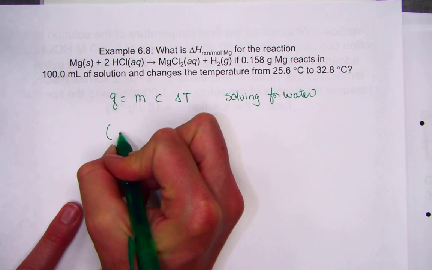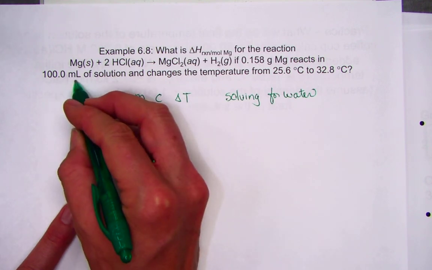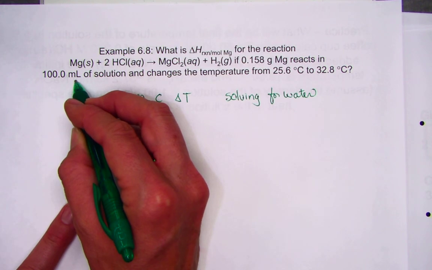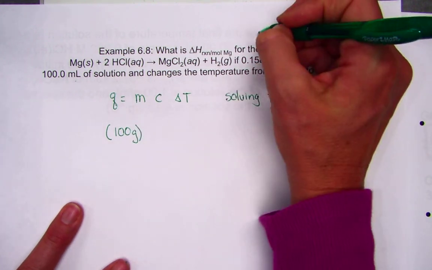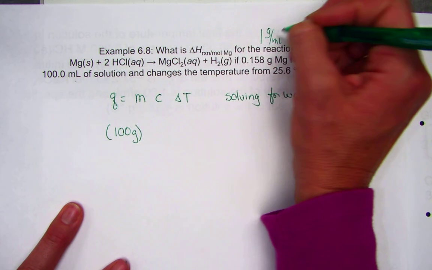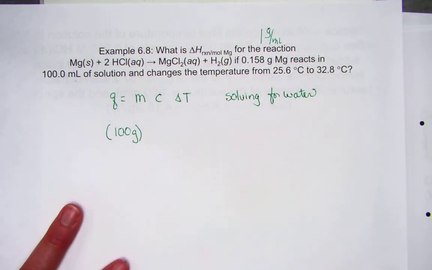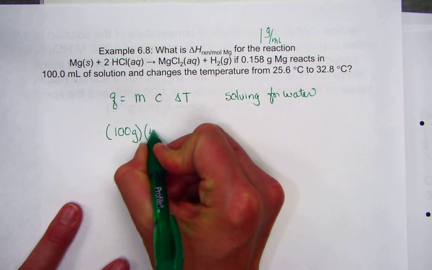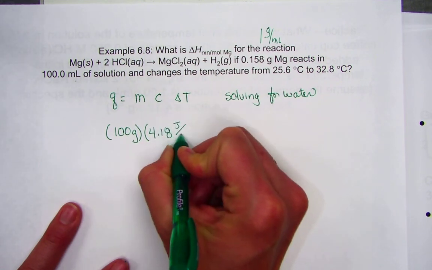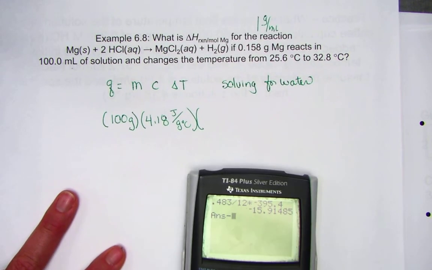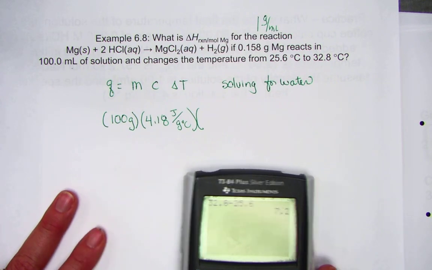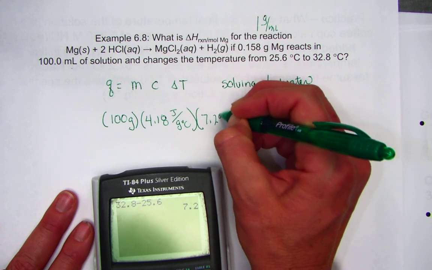So the mass of the water given to us is 100 milliliters, but keep in mind the density of water is 1, so instead of 100 mils, we'll simply convert that to a gram unit. The density of water is 1 gram per mil, so those are indeed allowed to be changed. That's not true for any substance, but it is for water. Specific heat constant for water we have memorized is 4.18 joules per gram degree Celsius. And the temperature difference, well, let's just hit that. We can see we would have 32.8 minus 25.6, so the temperature changed by 7.2 degrees.